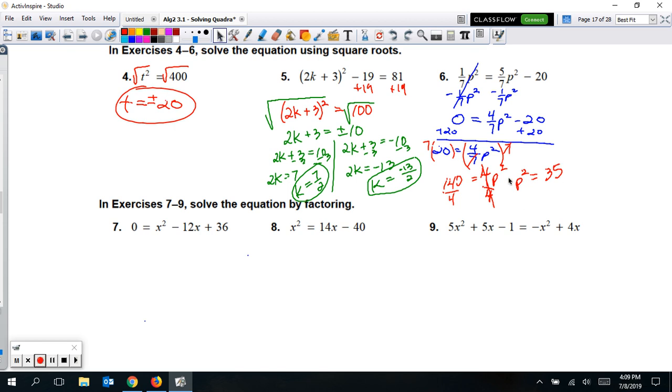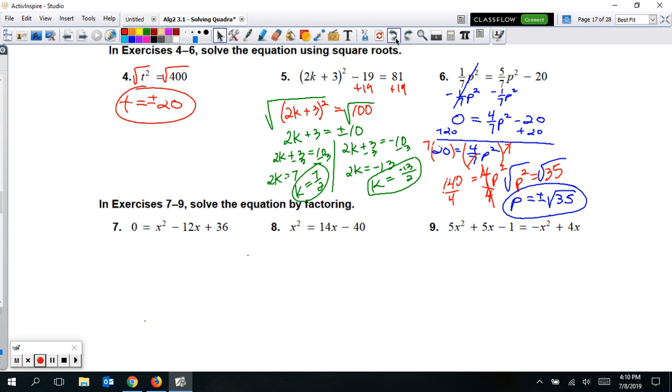And now we would take the square root to undo the square, just like we did over here on number 1, or no, sorry, number 4. We're going to take the square root of both sides. So taking the square root of 35 and of that p squared, it undoes the square here, leaving me with just p, and it's equal to, and we can't say just the square root of 35, it's going to be plus or minus in front of the square root of 35.